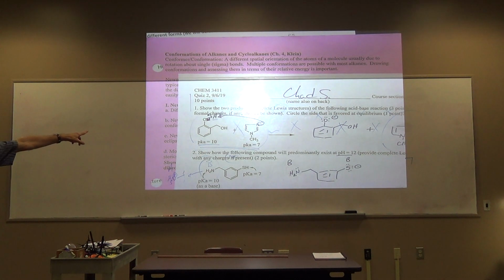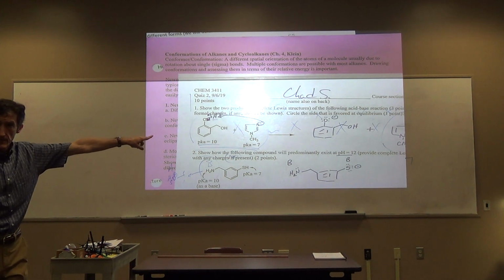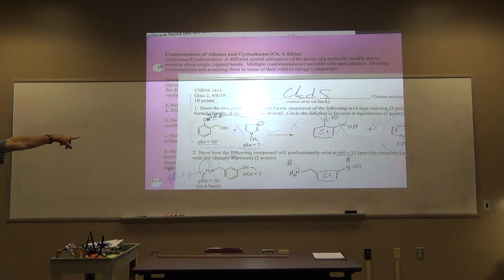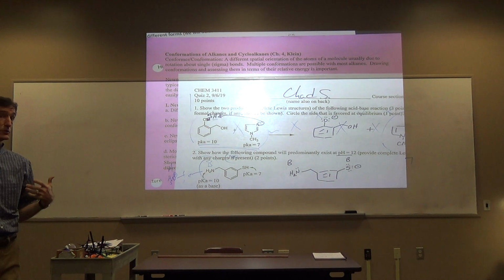Is that base strong enough to fully deprotonate that phenol? No, it's not. If your job was to come up with a base that will convert the phenol to the anion over there, and you chose that base, that would not be a good choice. It's not strong enough. That doesn't mean we can't show an acid-base reaction that would be most likely to occur.